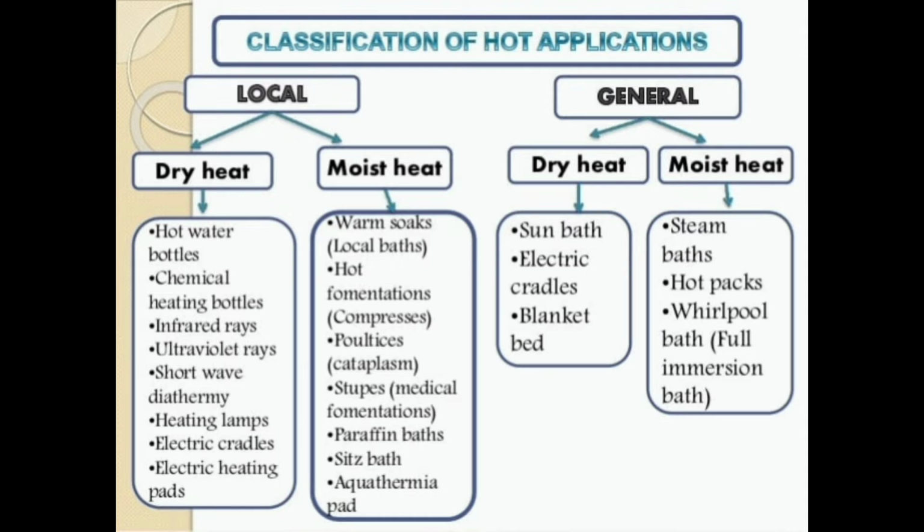In moist heat: warm soak or local bath, hot fomentations, cold ticks or cataplasm, stoops or medical fomentations, paraffin bath, sitz bath, aquathermia pad. In general heat application, there are mainly two types, dry heat and moist heat. In dry heat: sun bath, electric cradles and blanket bed. In moist heat: steam baths, hot packs, whirlpool bath or full immersion bath. These are the classification of hot application.